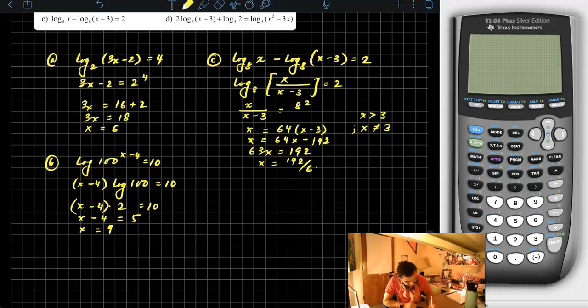Or x equals 192 divided by 63. We're going to go to our calculator here. 192 divided by 63. Well, pretty gnarly number. It did come out to be greater than 3, which is nice.